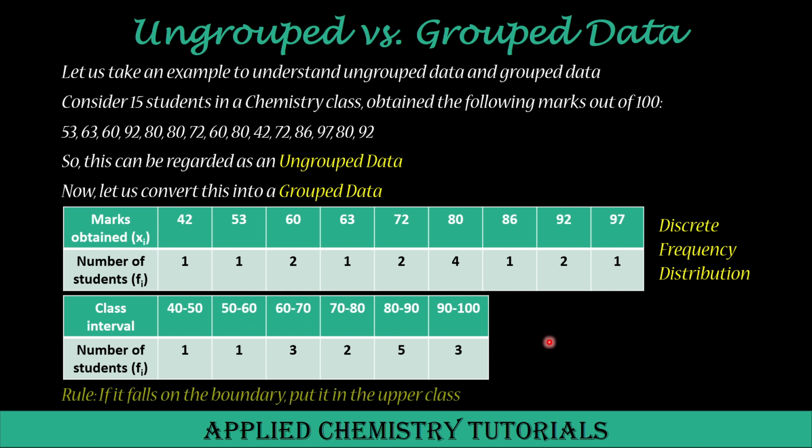For that we have a rule: if it falls on the boundary, put it in the upper class. So we put these two in the 60 to 70 category. For 60 to 70, we have the two students who got 60 and one student who got 63, so 2 plus 1, 3. Similarly, for 70 to 80, the two students who got 72 end up here. For 80 to 90, we have 4 plus 1 equals 5 students. For 90 to 100, we have 2 plus 1, or 3 students. This type of grouped data is known as continuous frequency distribution. So these are the two types of grouped data.